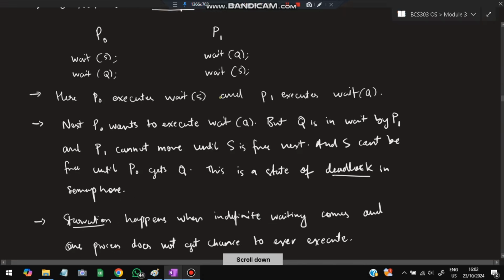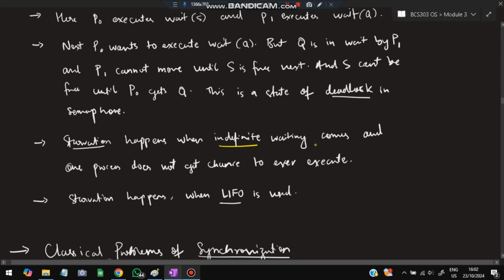Okay, and starvation happens when indefinite waiting comes and one process does not get a chance to execute. When does this happen? When LIFO is used. What is LIFO? Last in, first out.